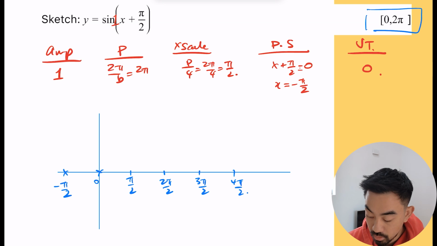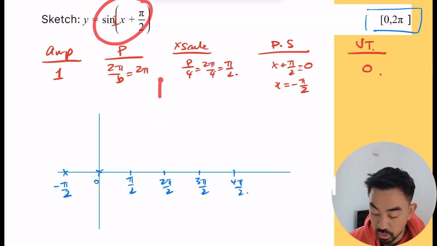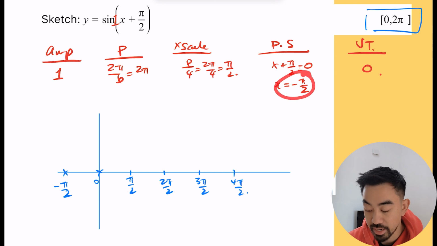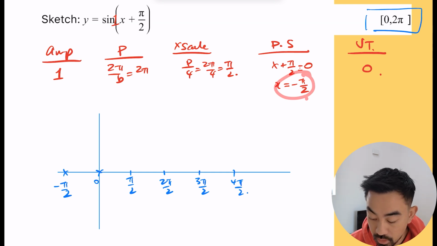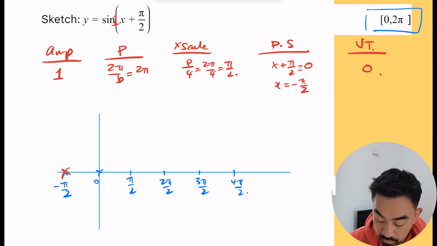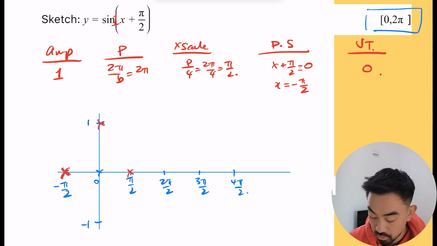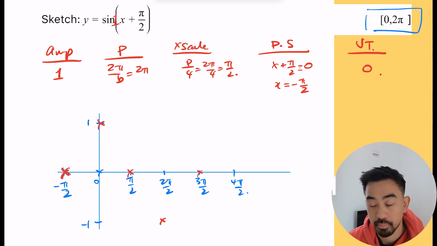Okay. Now sine here is positive, so it just looks like this. It's the same as normal, but we're going to start at x is equal to minus pi on 2. So the starting point is here. I forgot my amplitude, which is 1 and minus 1. So I start here, I go up, down, down again, and then back up.